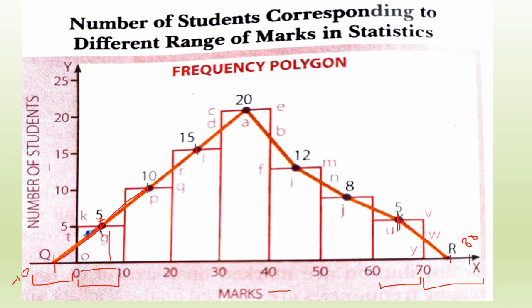Now what is the logic? The logic is that the total area under the histogram should be equal to the total area under a polygon. So that's why we have added this portion. Because if we notice, this triangle is not included in the frequency polygon, but it is included in the histogram. So to make them equal, we have included this portion in the frequency polygon. So this is our frequency polygon.